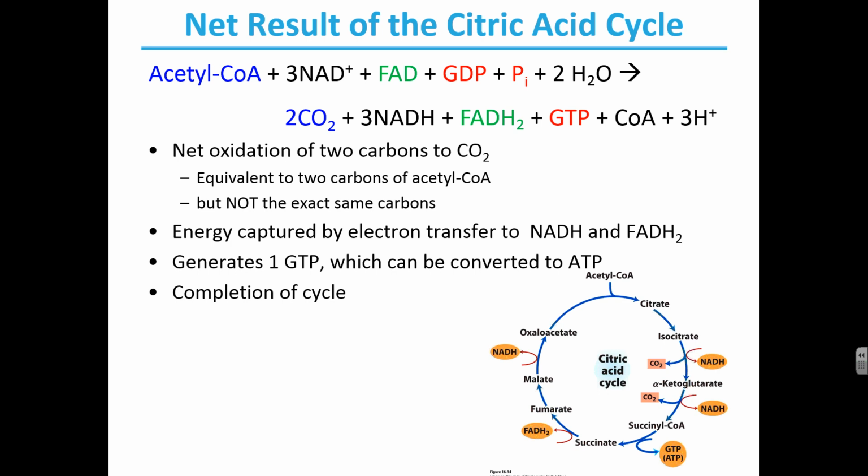Overall, our net result of the citric acid cycle, we're going to take that one acetyl-CoA molecule, release 2 molecules of carbon as byproduct, fully oxidized carbons. We produce 3 NADH, 1 FADH, and 1 GTP. So what we end up getting from this is, we'll have to do a little bit of math as we continue, but every time we produce an NADH molecule, every NADH is going to give us around 2.5 ATP. And that may sound a little crazy at this point.